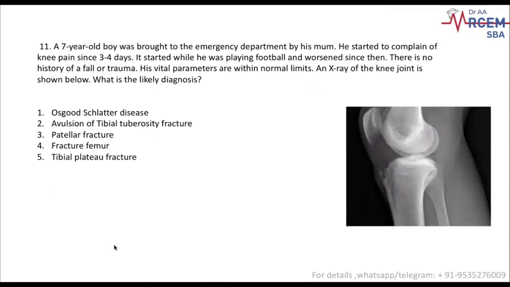A 7 years old boy was brought to the emergency department by his mom. He started complaining of knee pain since last 3 to 4 days. He was playing football, worse since then. He has no history of fall or trauma. Vital parameters are fine. Knee X-ray is given below. What's the likely diagnosis? It is again a repeat.